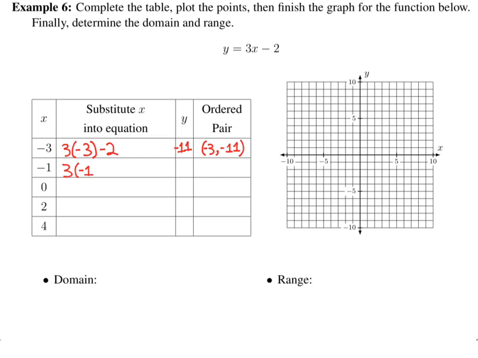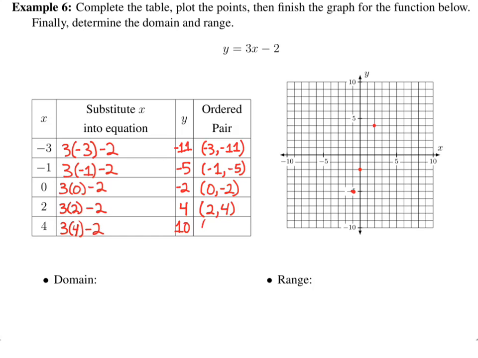Next point is when x is -1, so -1 goes in for x. The answer is -5, so -1, -5. Boom, there's your dot. The next one, 0 for x. So you get the point 0, -2. Boom, dot. The next one, 2 for x. The y is 4. You get the point 2, 4. Boom, dot. The next one, 4 for x. You get 10 for the y, so 4, 10.